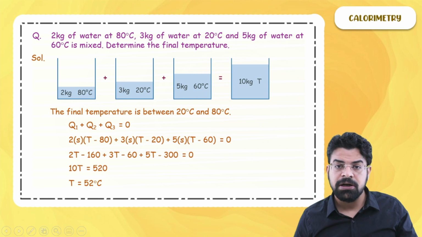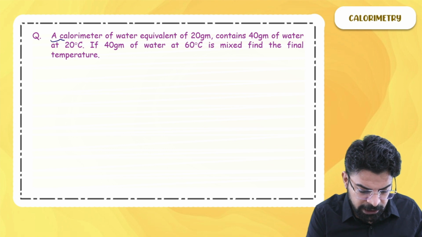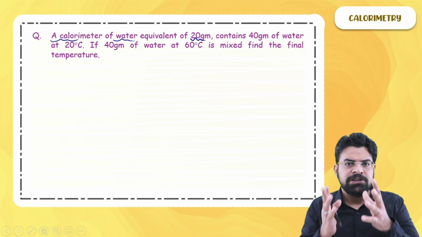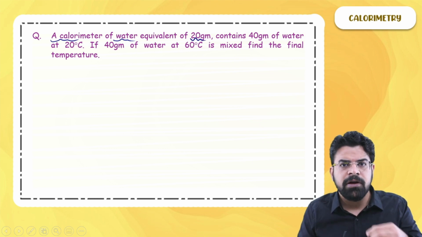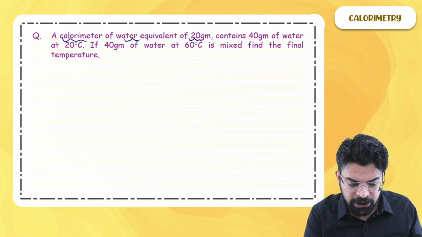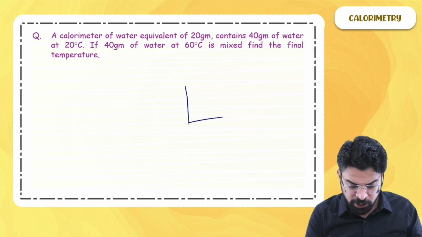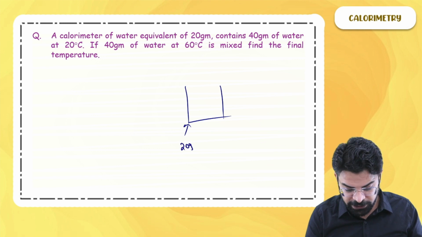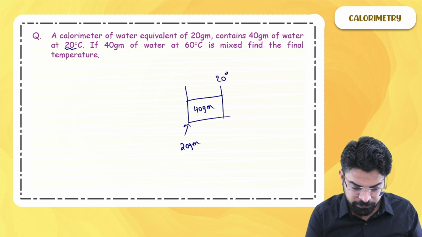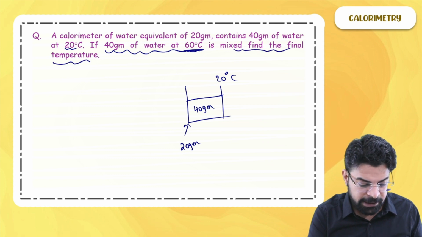Let's do one more question on mixing without phase change before we move on to mixing with phase change. So, a calorimeter of water equivalent 20 gram. What is a calorimeter? A device which is used to measure the calorific values of the object. So, a calorimeter of water equivalent 20 gram contains 40 gram of water at 20 degrees centigrade. So, there is a calorimeter whose water equivalent is 20 gram and it contains 40 gram of water at 20 degrees centigrade. If 40 gram of water at 60 degrees centigrade is mixed, find the final temperature.